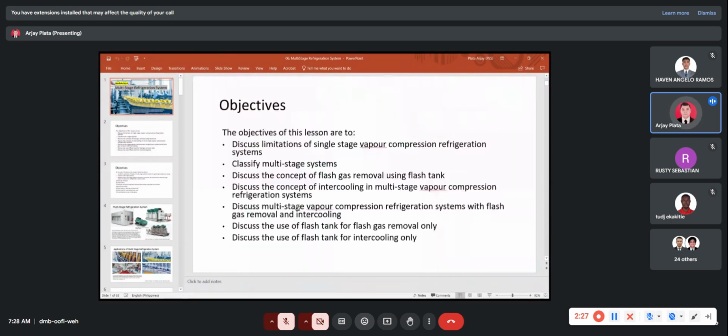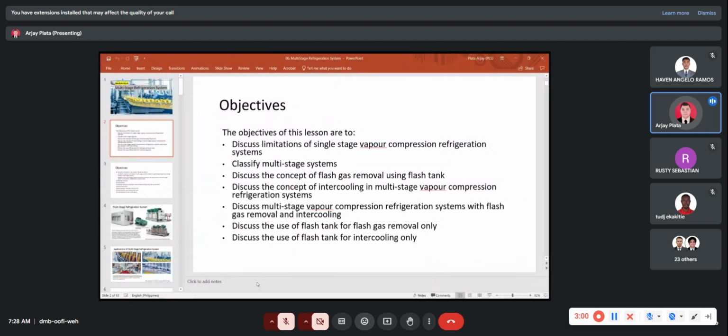Our objective, so let's start first with objective. So the objectives of these lessons are first to discuss limitations of single stage vapor compression refrigeration system. That is the reason why we have a multi-stage, because the single stage vapor compression is very limited. So there are a lot of limitations on the single stage.